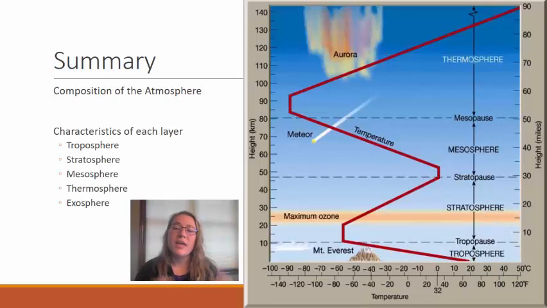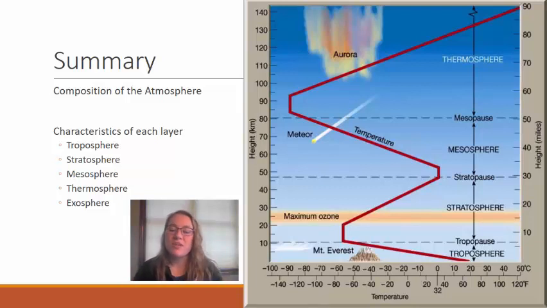So in summary, and I highly recommend that you sketch this graph into your notes to see the general trends between each of the layers of the atmosphere, you need to know the overall composition of the Earth's atmosphere. You need to know it's 78% nitrogen, about 20% oxygen, and you need to know some of those trace gases. You also need to know the general characteristics of each layer and their order.